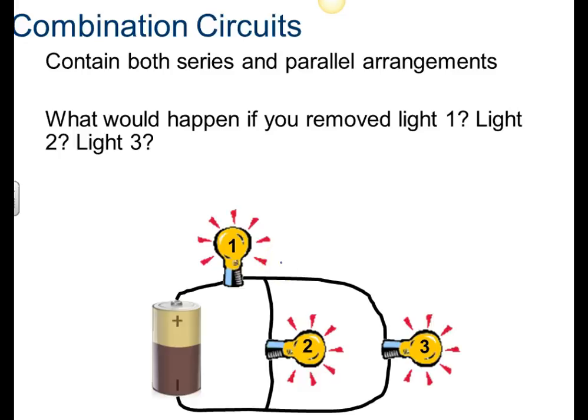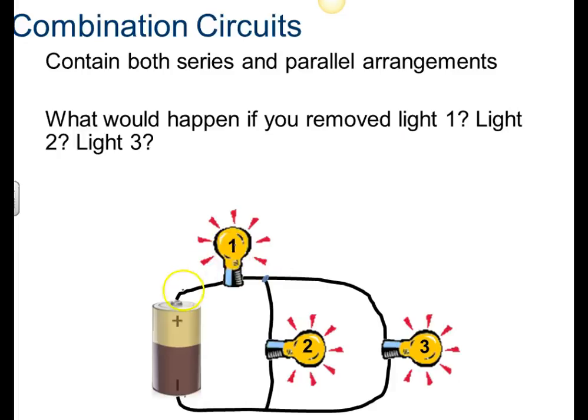So in a combination circuit, what would happen if you removed light 1? In a combination circuit, we've got these components out here, these two together, are in series to this. So we've got a series section, and then at this point we can divide in 2 different directions. But everything has to pass through this one component, and then it has a choice of light bulb 2 or light bulb 3 before returning to the negative side. So what would happen if you removed light number 1?